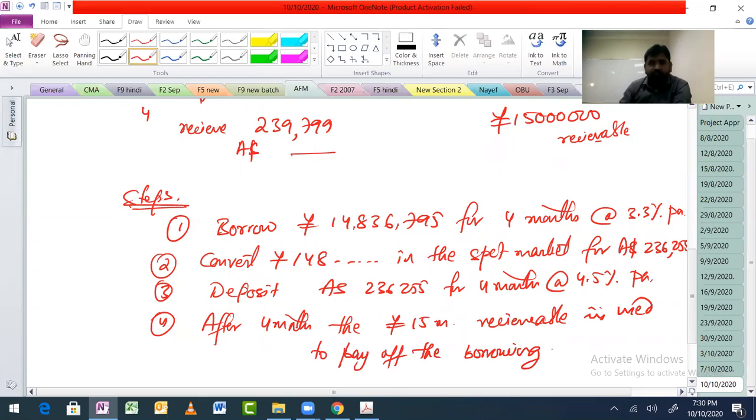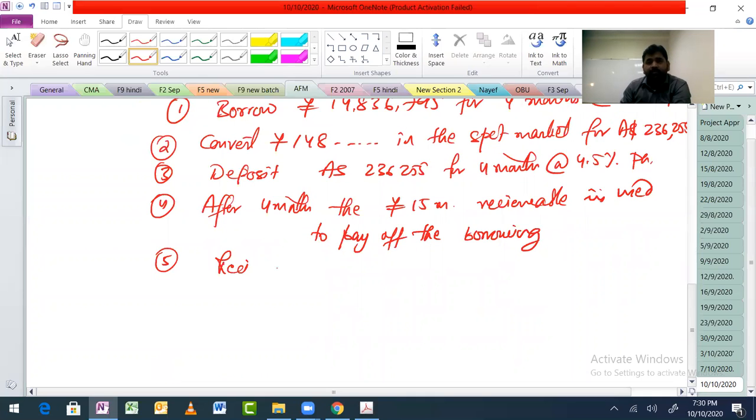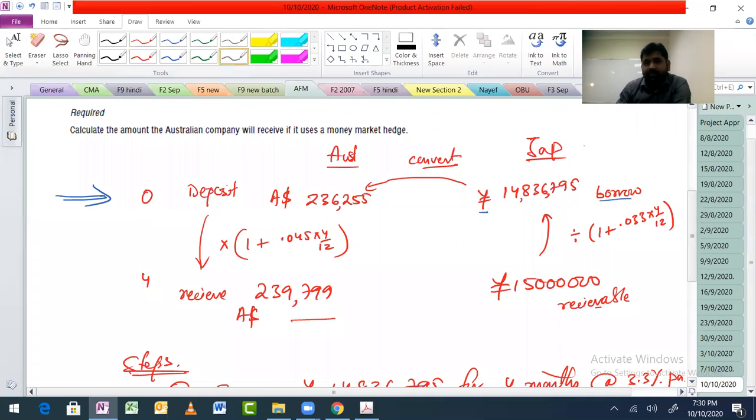All right. And finally, the fifth step, receive 239799 in home country against the deposit. Fine, you can change the language, make it look good, sound better, but this is how it is always. All right. This is what we discussed. Point number one, two, three, and then four will always be here. This is fixed, and then this is five. Are we fine with this? Yes.